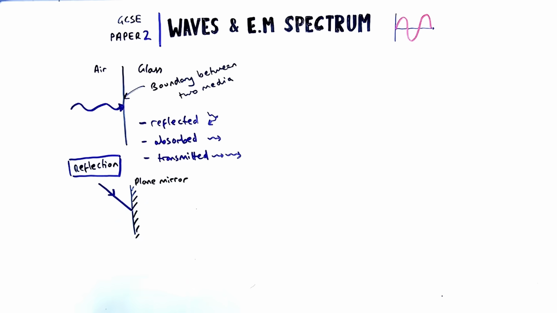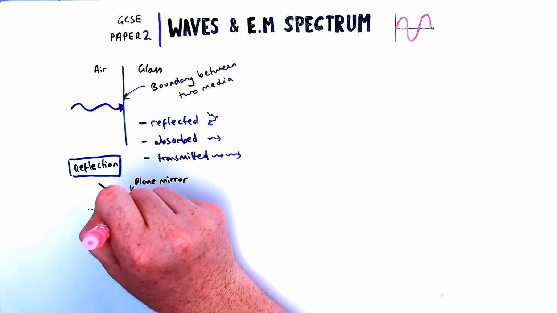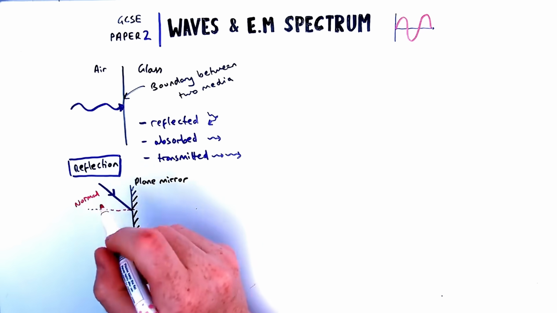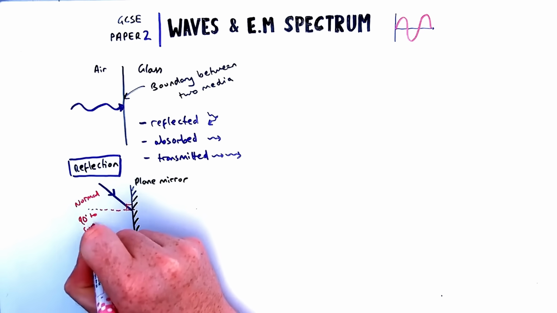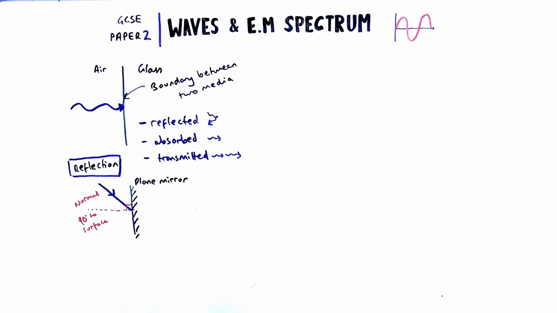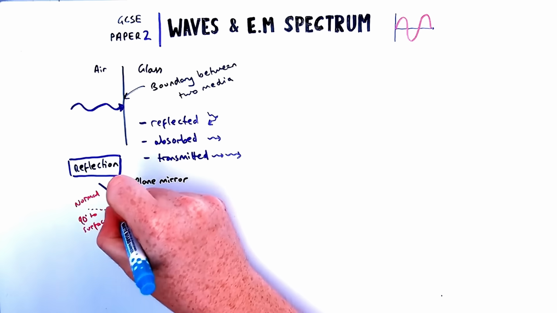So when light hits a mirror, we draw a ray diagram. The ray diagram must have arrows on it to show which direction the light or the wave is traveling in, and it must be in straight lines. So when the wave hits the mirror, we can draw on something called a normal, which is normally represented by a dotted line and is always at a 90-degree angle to the point where the wave hits the surface.